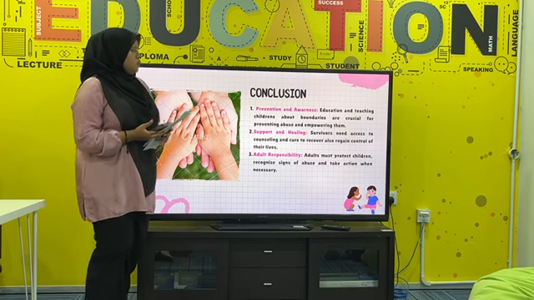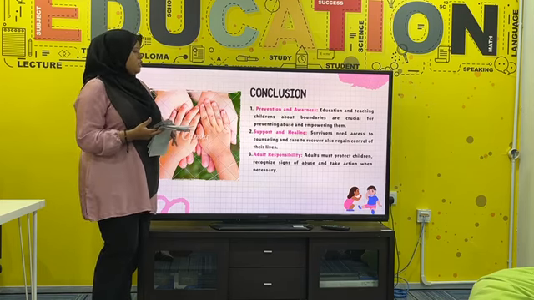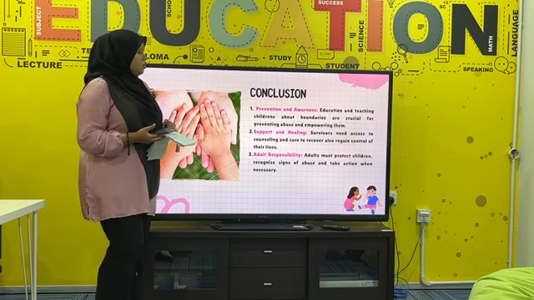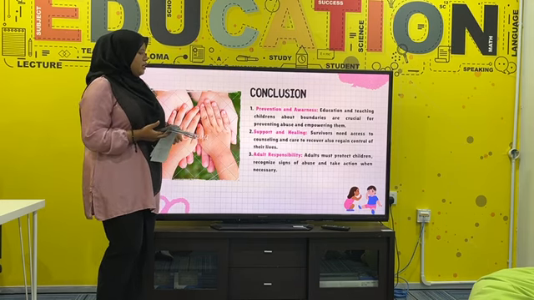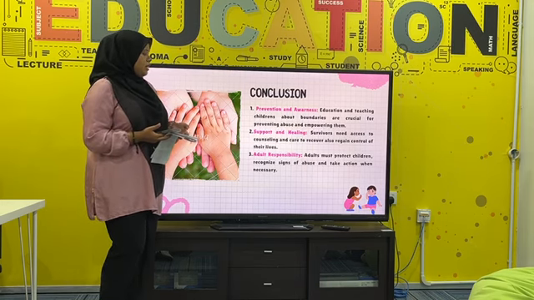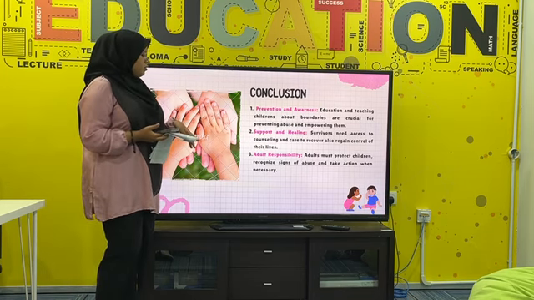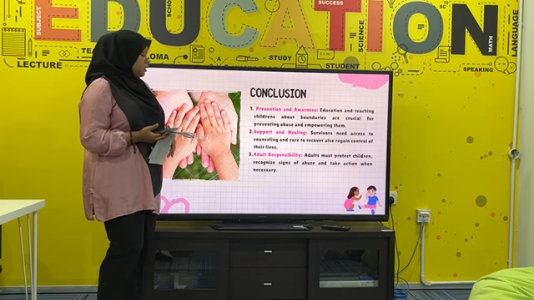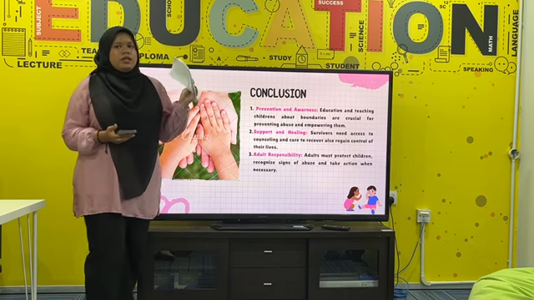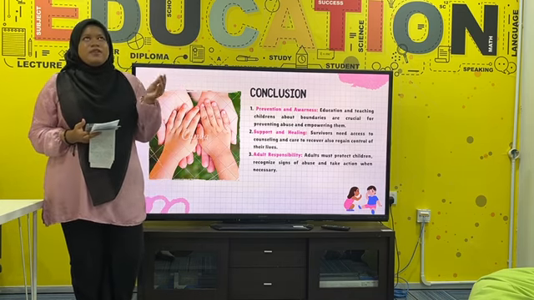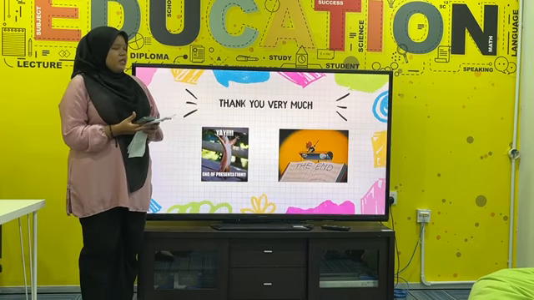And the conclusion is, first we have prevention and awareness. So education and teaching children about boundaries are crucial for preventing abuse and empowering them. Second, support and healing. Survivors need access to counseling and care to recover, and also regain control of their life. Third, adult responsibility. Adults must protect children, recognize signs of abuse and take action when necessary. So we need to protect the children for a better future. That's all for me.